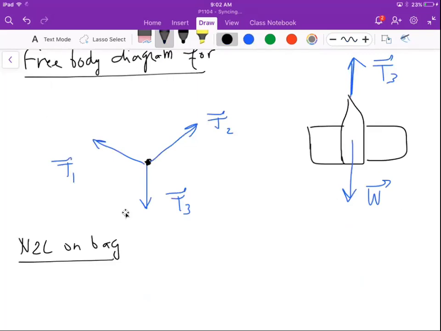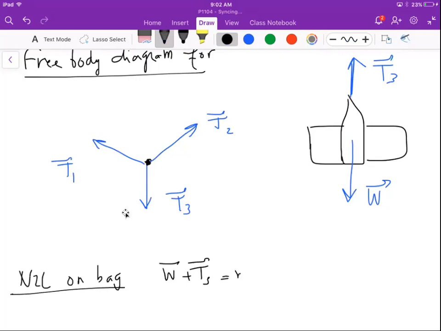So Newton's second law on the bag gives us the following. We have W plus T3 equals MA of the bag, right? But actually there is nothing here which is moving. The bag is in equilibrium, so the acceleration is equal to 0 and that is equal to 0. Let's take some axis. Let's take the y-axis pointing upward to be our reference.